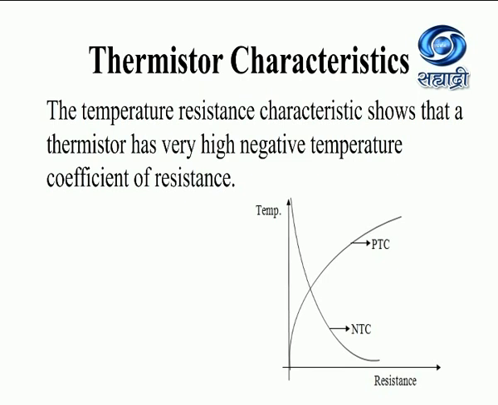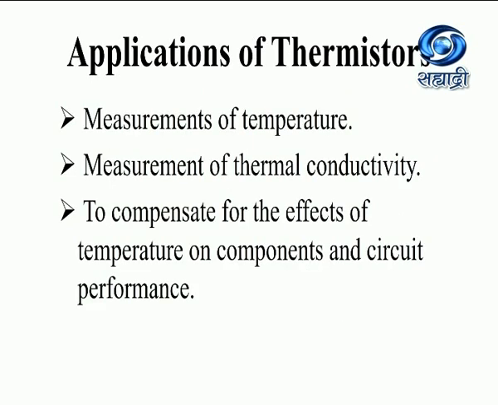So let's study the thermistor characteristics. These are the characteristics of the thermistor, where the NTC type and PTC type thermistors are shown. If you observe the diagram, when the resistance is decreasing as the temperature is increased, that type of curve is the negative temperature coefficient. And when the resistance is increasing as the temperature is increasing, the graph is shown as the PTC type thermistor. The temperature resistance characteristic shows that a thermistor has a very high negative temperature coefficient of resistance. Generally, NTC type thermistors are used in practical applications.